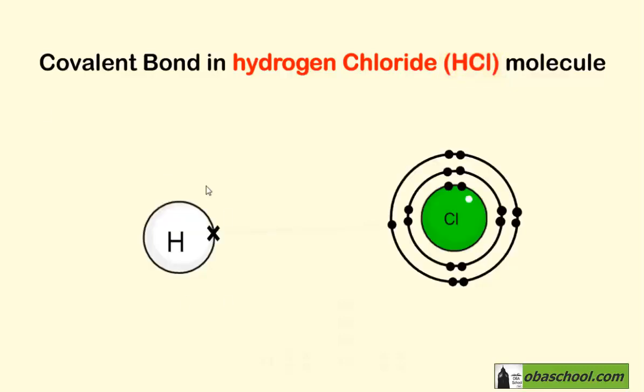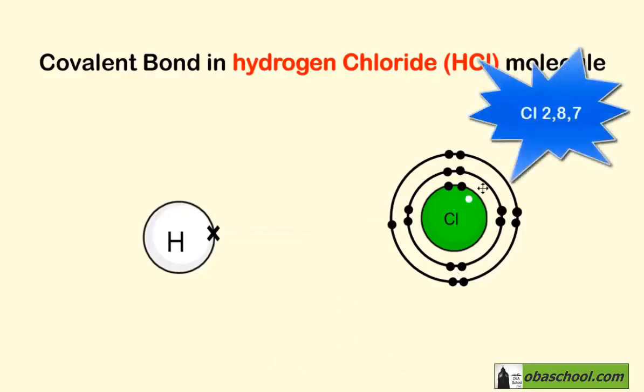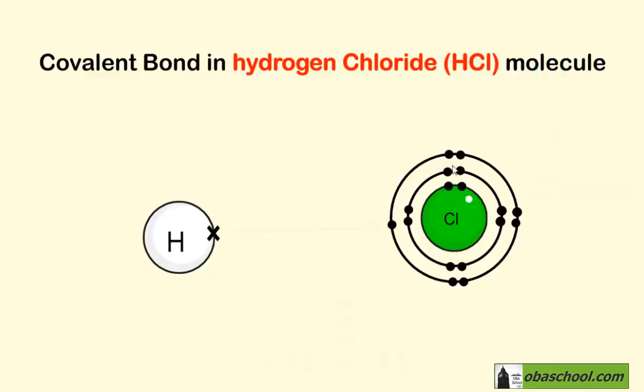So this is the hydrogen atom, and as you see, it has one electron. This is the chlorine atom, and it has 17 electrons distributed over 3 energy levels. There are 2 electrons in the first energy level, 8 electrons in the second energy level, and 7 electrons in the third energy level. Notice that the electrons are distributed in pairs, except 1 electron in the outermost shell. And this electron will seek to pair.